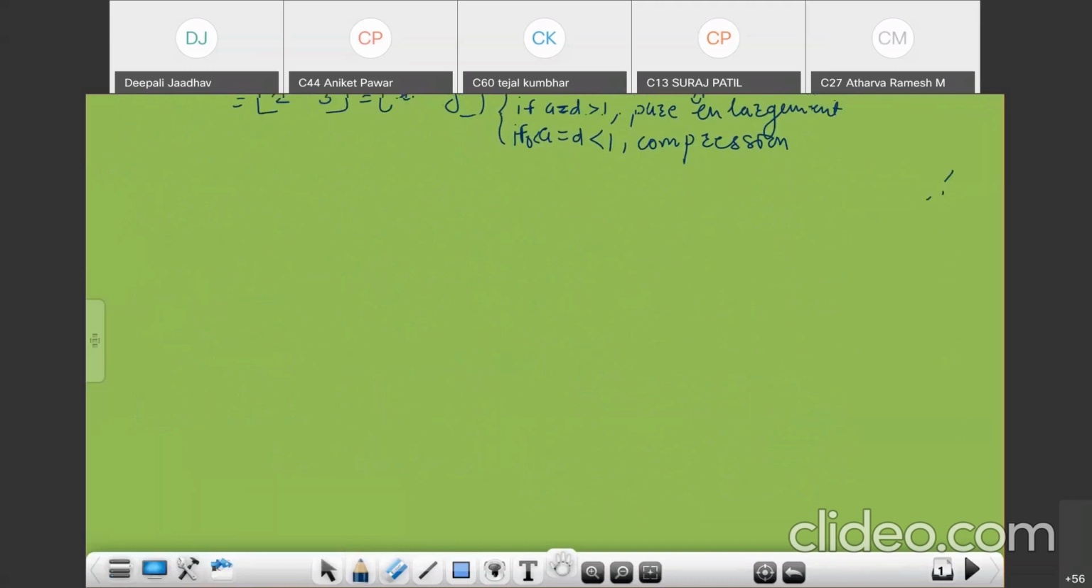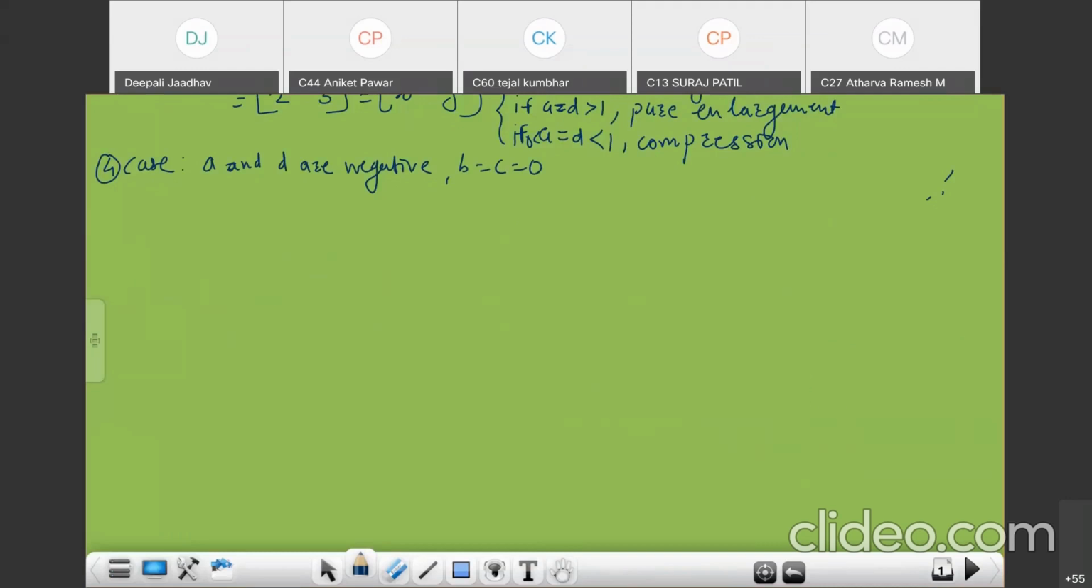Now see another case, that is case number 4, where A and D are negative. Consider another case where A and D are negative and the off-diagonal points are 0. In the previous case, what have we seen? A is equal to 2, D is equal to 3, meaning both are positive. But now we are going to consider a case where A and D are negative. So in that case, what happens?